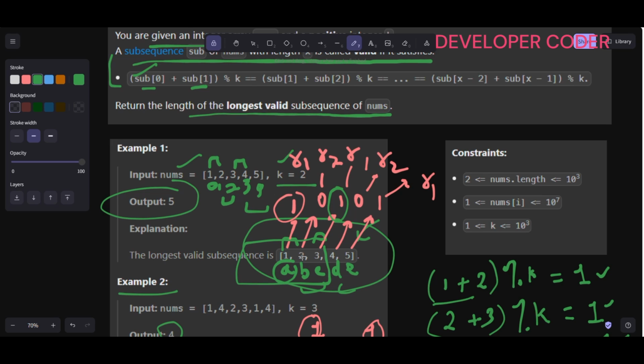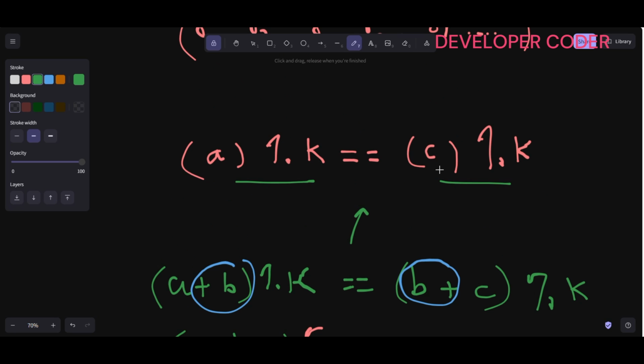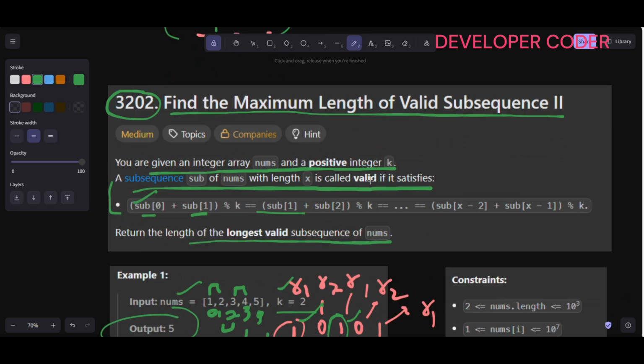So (a plus b) modulo k should be equal to (b plus c) modulo k. We already know this, that this is why it's a valid subsequence. From here b is common, so I can cancel it out. From this I derived that a modulo k is equal to c modulo k. So now the a modulo k remainder and the c modulo k remainder are both the same.